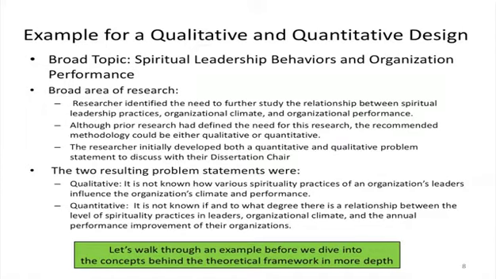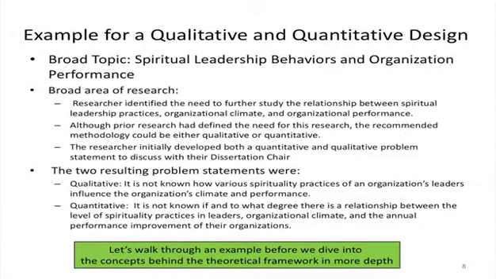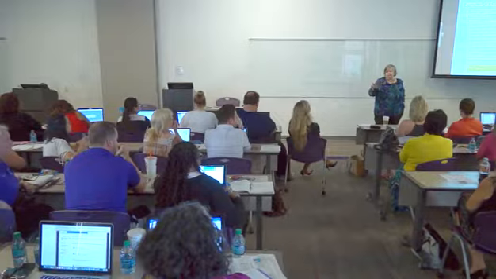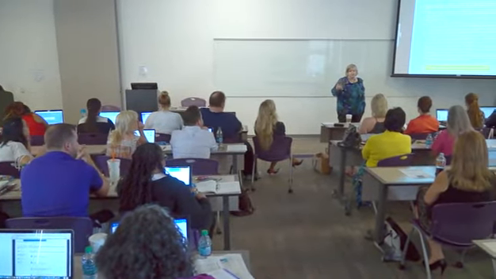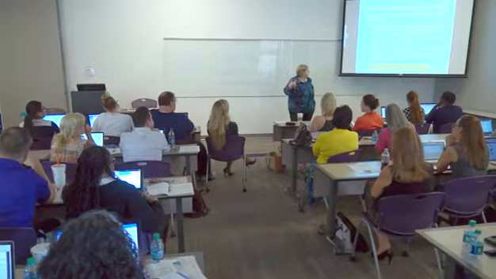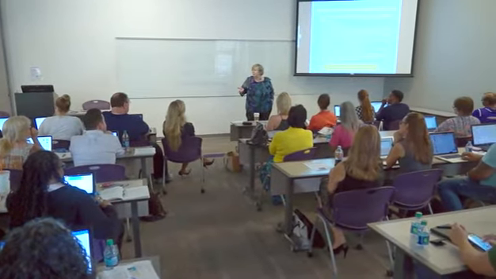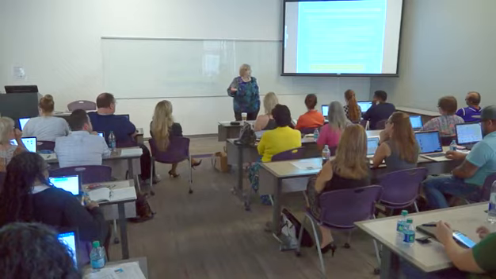On the other hand, the quantitative statement says it is not known if and to what degree, that begins to say numbers, measurement, there is a relationship between the level of, once again, numbers and measurement, spirituality practices and leadership, organization climate, and annual performance improvement. Okay, so there are three variables in that case that they're taking a look at. Spirituality, leadership practices, organization climate, and the actual improvement in the performance of the organization. Next.